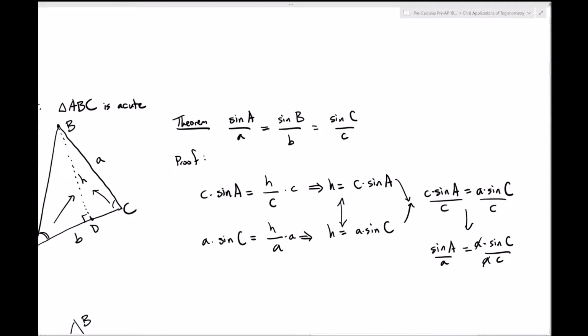So these two cancel, because these two canceled earlier. And then we get sine A over A must equal sine C over C.